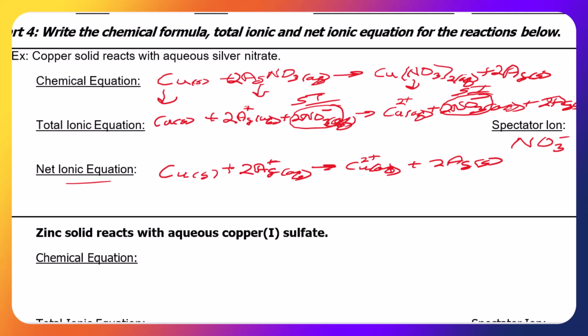This is the equation that we get after we eliminate the spectator ions, and we only had one in this particular reaction. Okay, so I think that's it for the redox activity. Hopefully that helped you, and you can finish it up on your own.